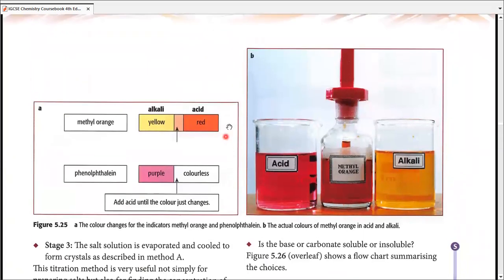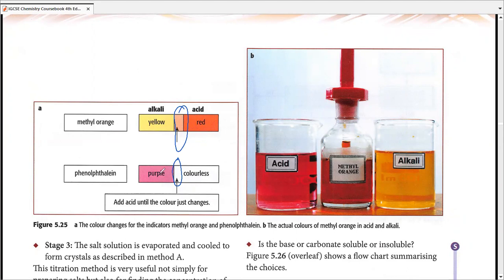Yes, sir. Now, the colors I've already explained are also given in figure 5.25, A part or B part. They give you an idea how the methyl orange shows color in acidic and alkaline medium. However, it can also show a neutral color, which is explained in an arrow over here, which is orange. In case of phenolphthalein, that neutral color is also colorless. So is the color of the acidic medium, which comes as a disadvantage.